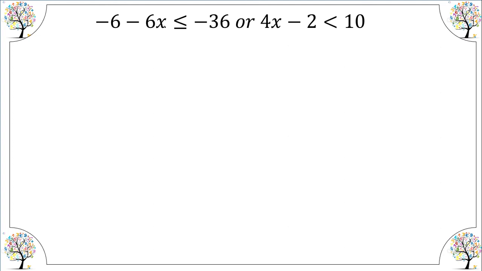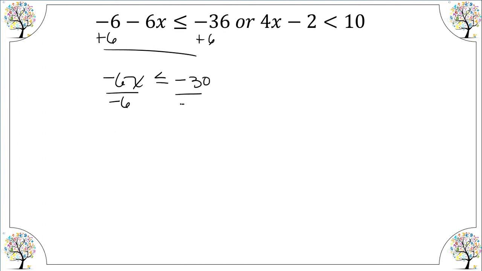Okay, here's one where we have an "or," and it's two different problems. So we just solve these independently. On this first one, we're going to add 6 to both sides, and we get -6x is less than or equal to -30. We're dividing by a -6, so I'm going to flip-flop this around, and it becomes x is greater than or equal to 5.